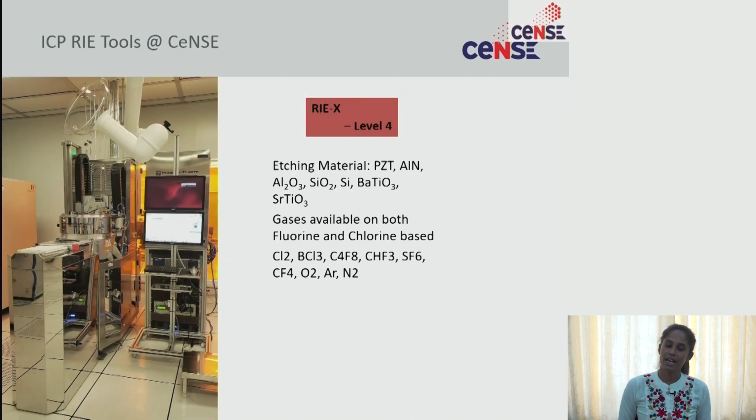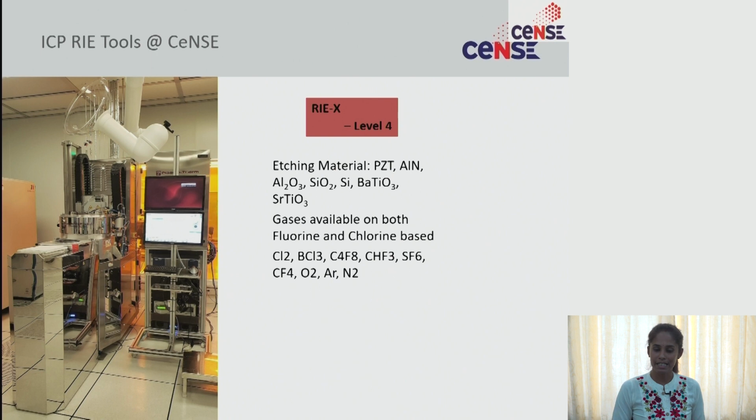And another ICP RIE tool is nothing but the RIE X. So it's a level 4 tool because this tool is dedicated to etch PZT. So it's a lead contaminated tool, and these are the gases, both fluorine and chlorine based, which are available. So whoever is not bothered about the PZT lead contamination can also etch all other materials like SiO2, silicon, nitride and all.